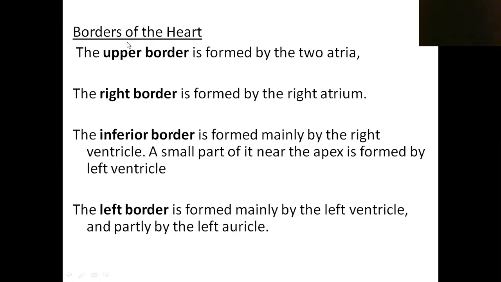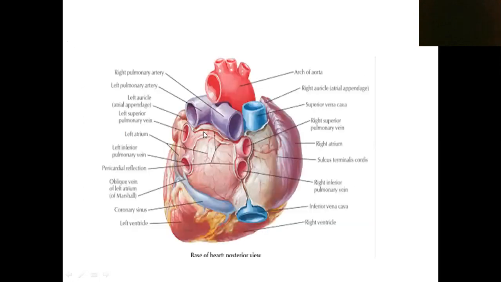First of all, we'll discuss the borders. The upper border is formed by the two atria. How? See here. This is the upper border. It is here. There is no clear-cut border. See here, the left atrium and right atrium. This area is the upper border.